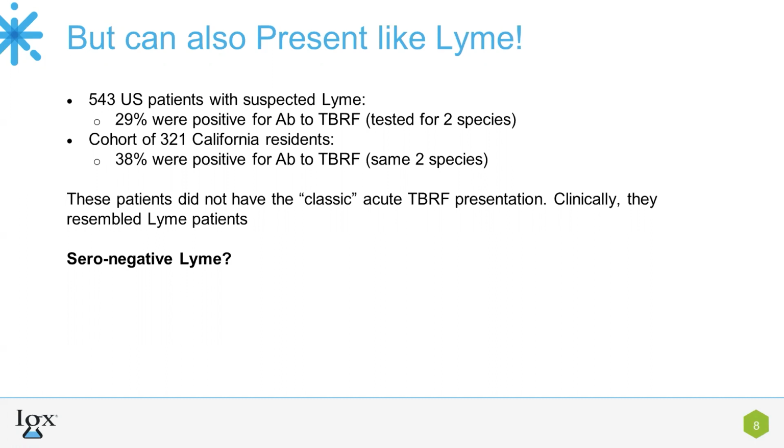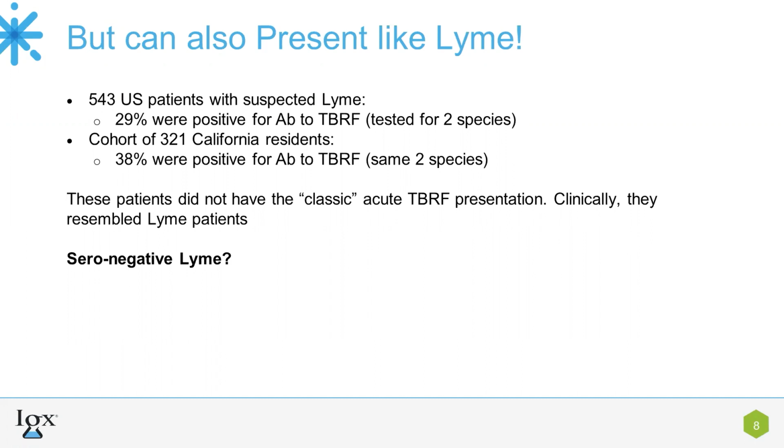Countrywide, 29% of these actually had tick-borne relapsing fever. And if you do a California cohort, which is West Coast where these seem to be a little bit more prevalent, fully 38% of them did not have Lyme. They had tick-borne relapsing fever. So this is a very strong example that tick-borne relapsing fever can present like Lyme disease.